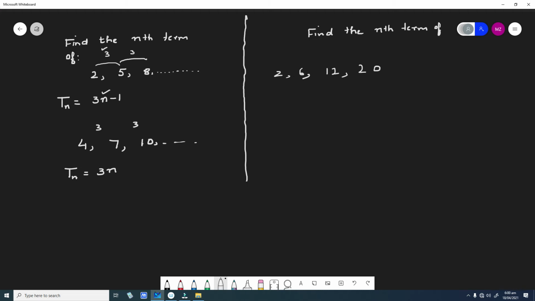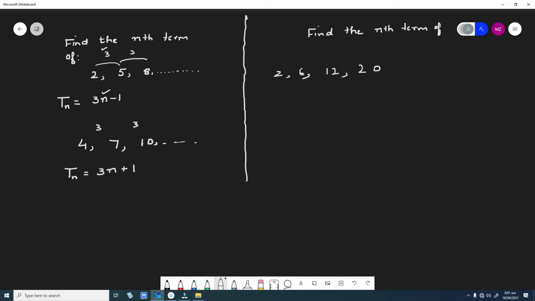For the second term, you need to put n is equal to 2. So 3 ones are 3, plus you need to add how much in order to get this first term, and that will be certainly 1. 3 ones are 3 plus 1, 4. So this is our nth term. You may check it for the other terms as well.